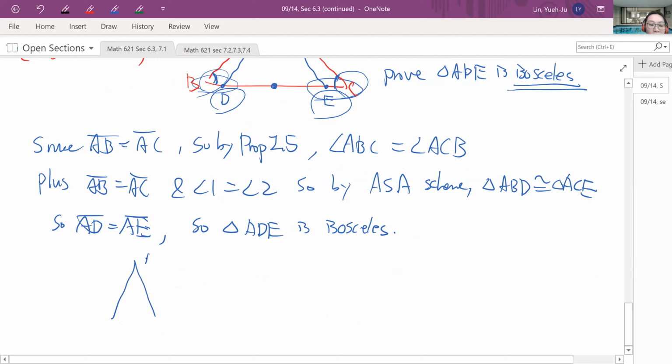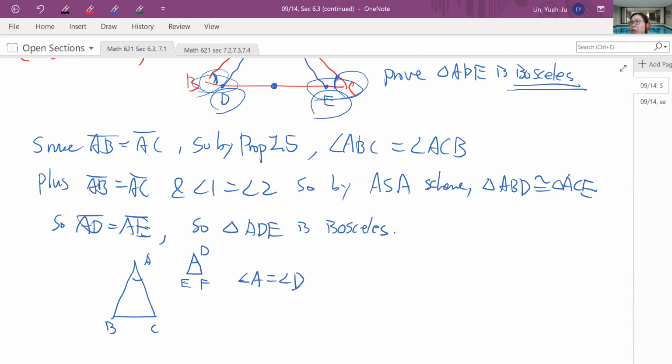You can have something like this, right? An angle A, and then let me draw it a little bit more exaggerated. You can have 2 triangles like this, but angle A is the same as angle D. Can you say now that BC is equal to EF just because they're opposite to the same angle? No, right? So be careful.